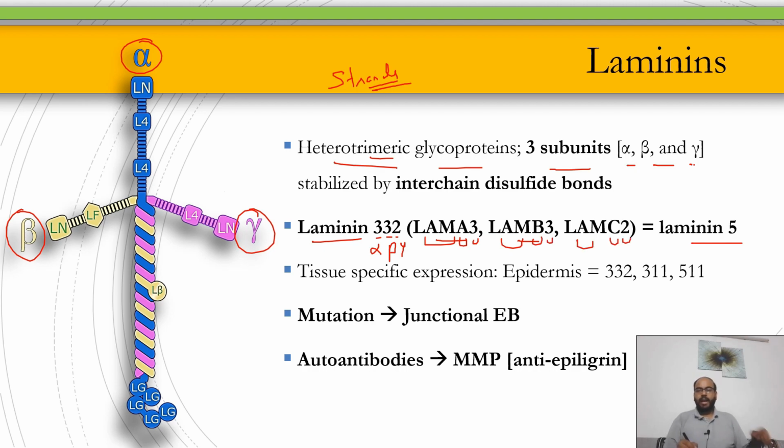Now, laminins are tissue specific. In the various tissues of the body that have a basement membrane, you have different types of laminins. In the epidermis, you have majorly 332, 311, and 511. Mutations in the laminin will cause junctional EB. Remember, we are at the level of lamina densa. Any mutation in the proteins constituting the lamina lucida and lamina densa will give you junctional epidermolysis bullosa. If there are autoantibodies, you will have MMP, or mucous membrane pemphigoid. Initially, it was labeled as anti-epiligrin pemphigoid.